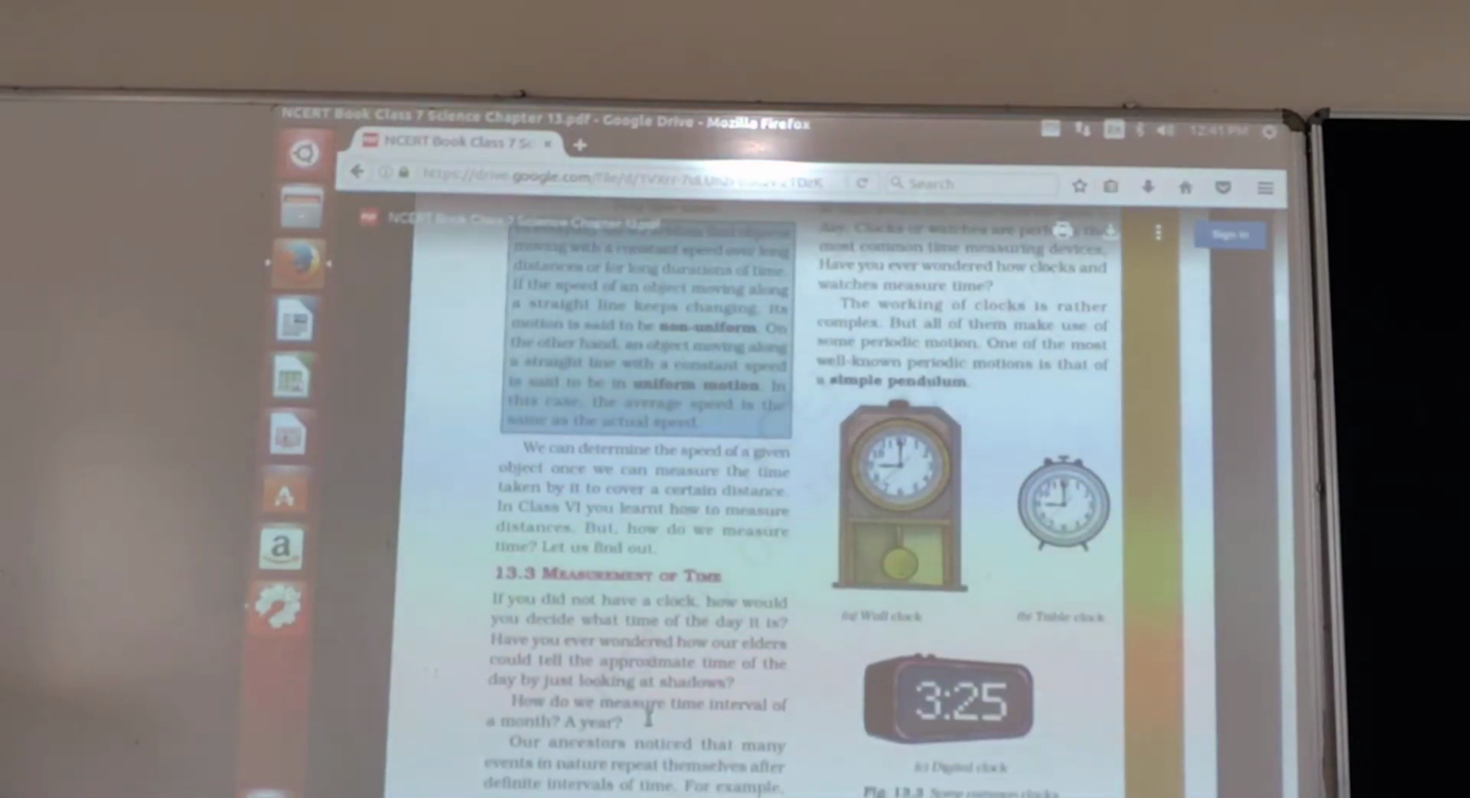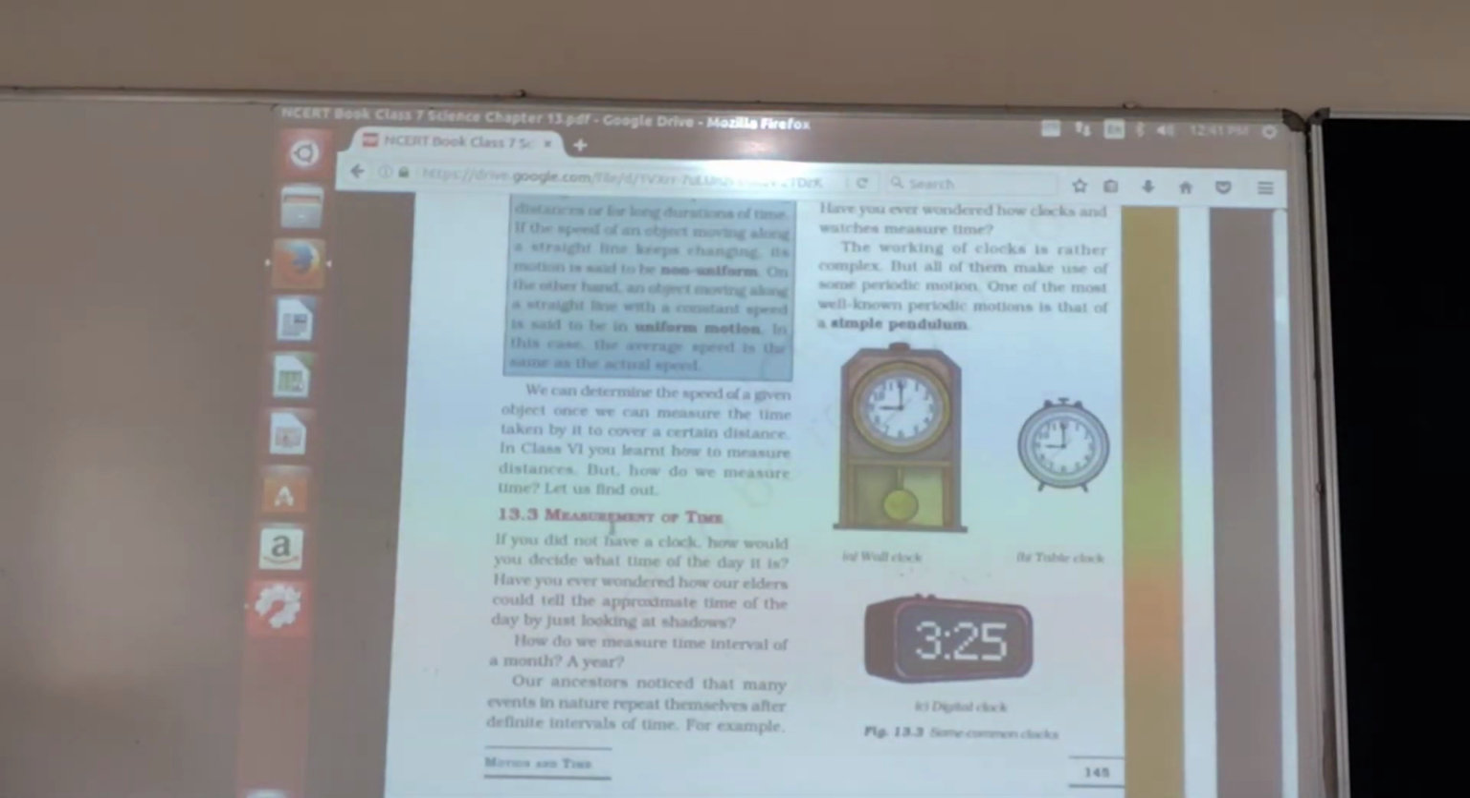So here is point 13.3, measurement of time. Earlier, if you did not have a clock, how would you decide what the time of the day is? Have you ever wondered how our elders managed, since in many earlier days clocks were not there?